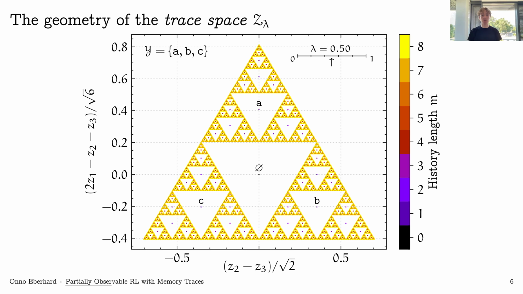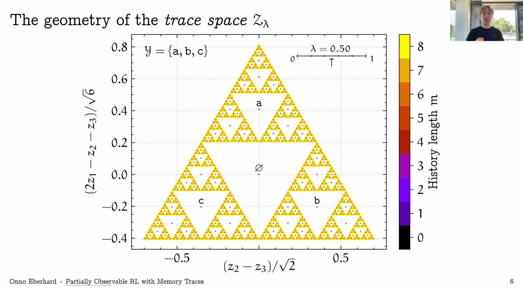Now what we can see from this picture is that if lambda is less than 1/2, so all these triangles are well separated, then any two distinct histories will always be mapped to two distinct memory traces. So, for example, if one history has the most recent observation A and the other has the most recent observation B, then clearly in this picture, one memory trace will be in this triangle and the other one will be in this triangle. So those two memory traces can't overlap.